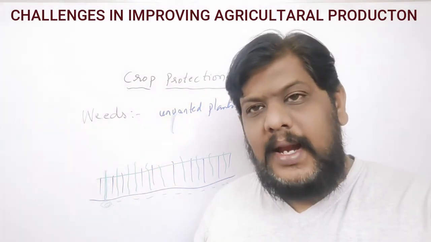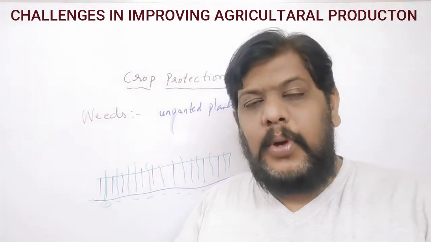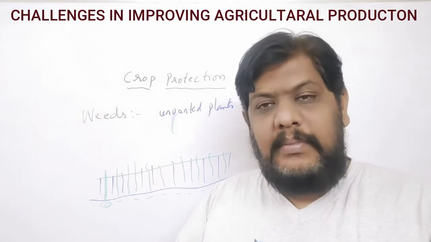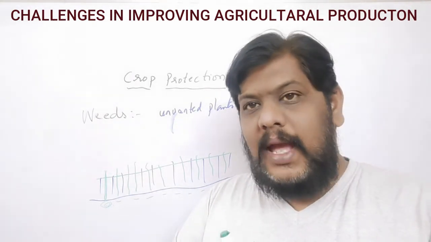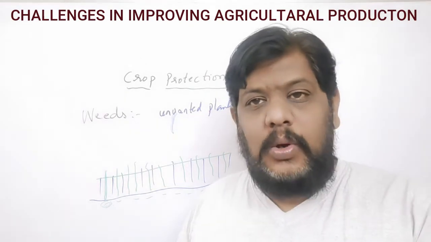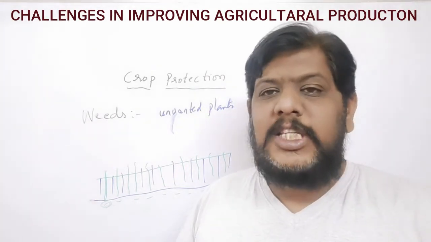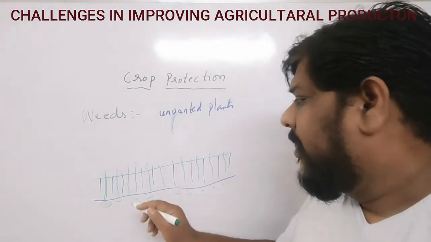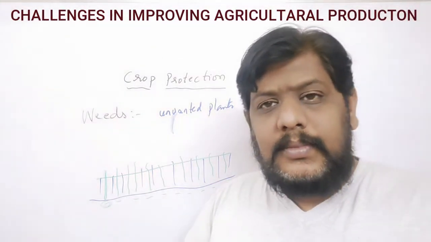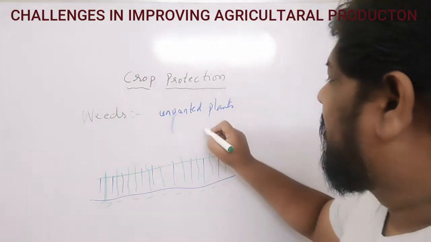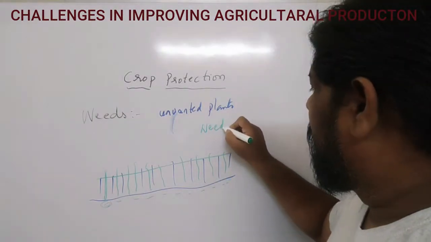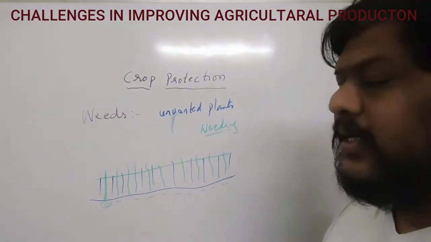So these crop plants don't get the proper water and proper nutrients, so their growth will be stalled, or the growth will not be as expected, and the yield you want to get will not be as expected. That's the reason why these weeds should be removed from the crops, and this process is called weeding.